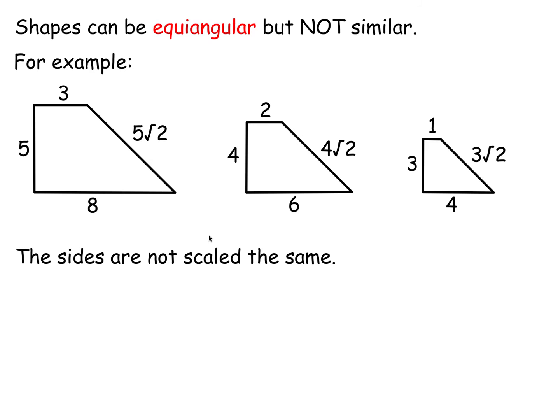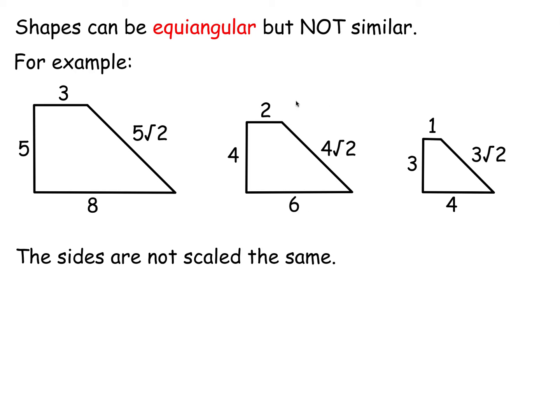Now here's an example of equiangular shapes. 90 degrees, 90 degrees, 135 degrees, 135 degrees, 45 degrees in the corner here. The shapes are equiangular, but they are not similar because they've not been scaled. This 1 has doubled up to 2, but 4 here hasn't doubled up to give you 8, it's giving you 6. It's 1.5 times bigger.